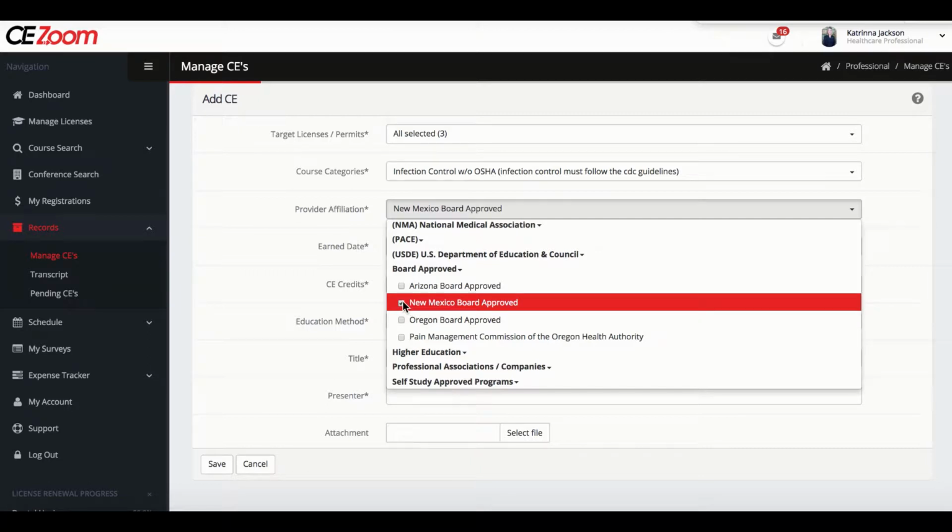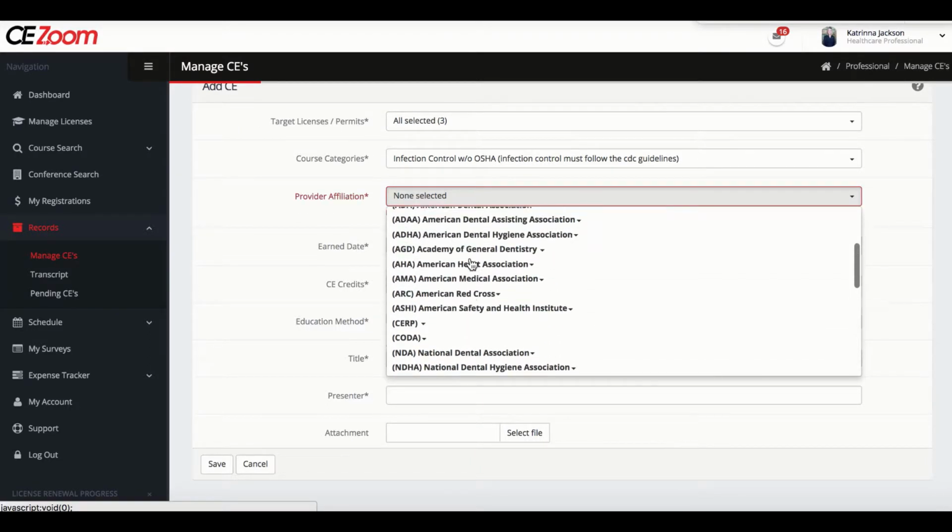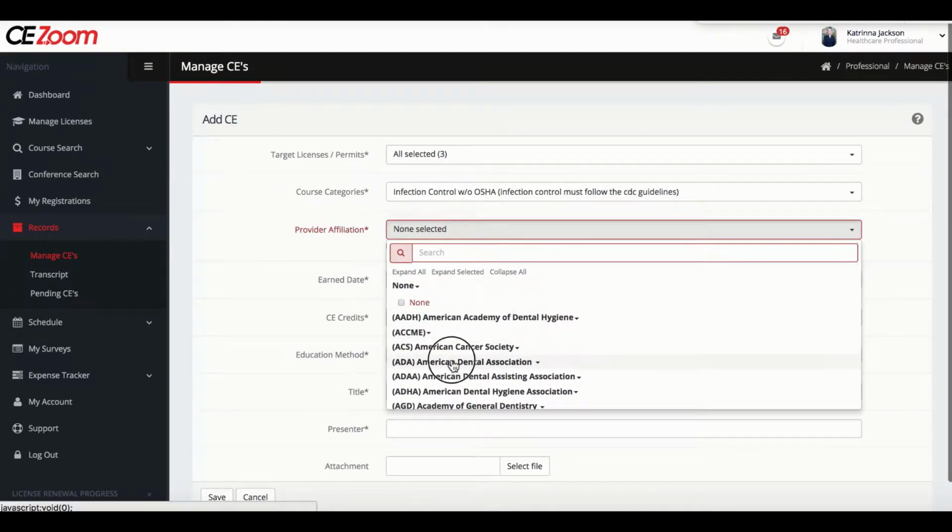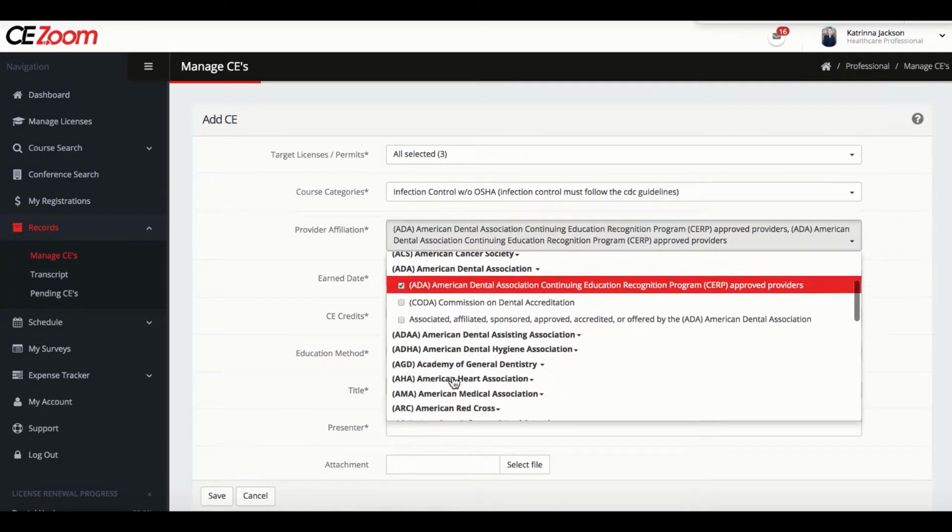For my example, this conference was both ADA CERP and AGD PACE provider approved, so I am going to pick both of those affiliations.